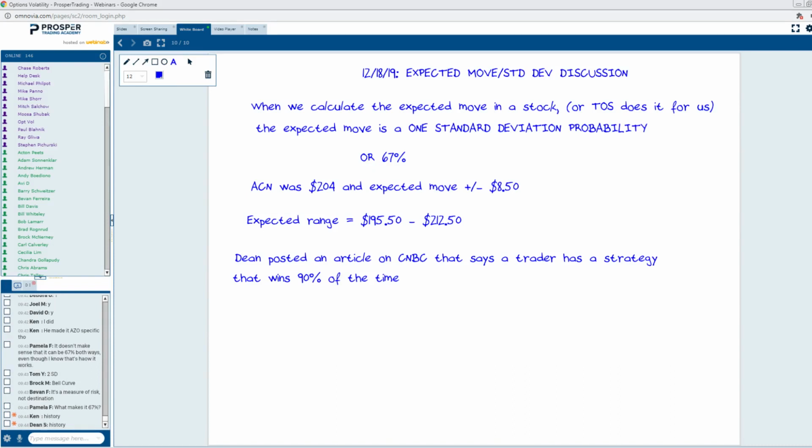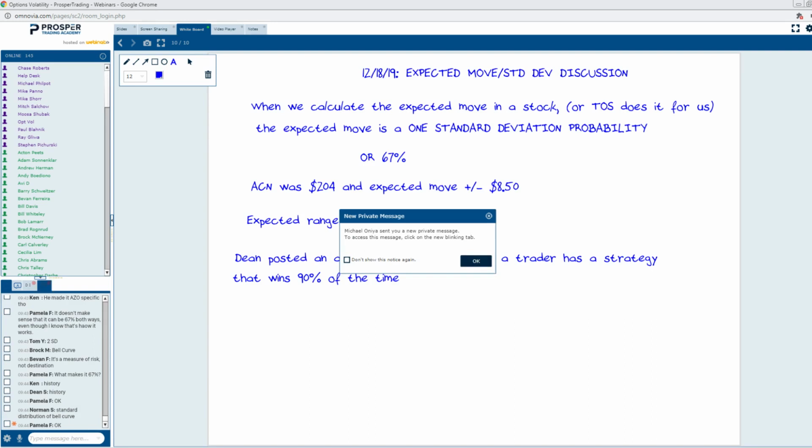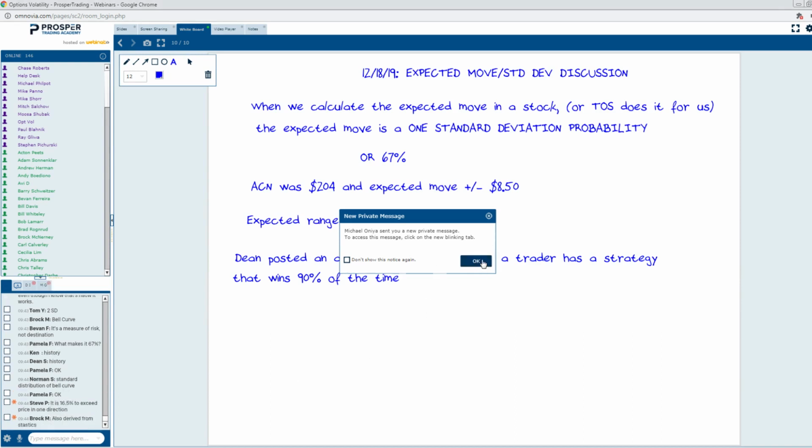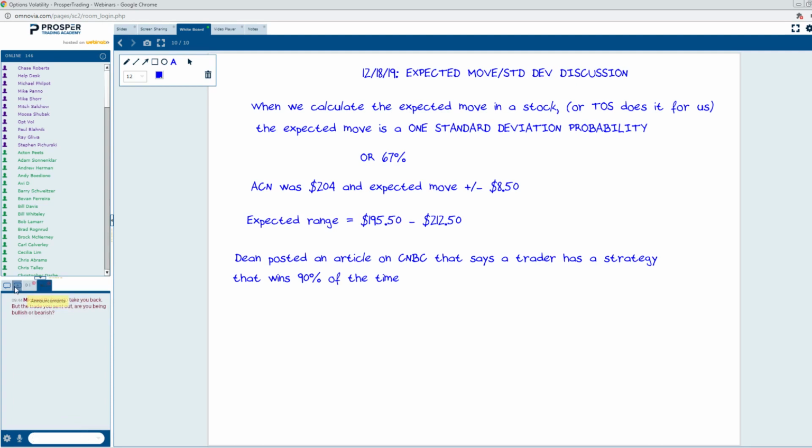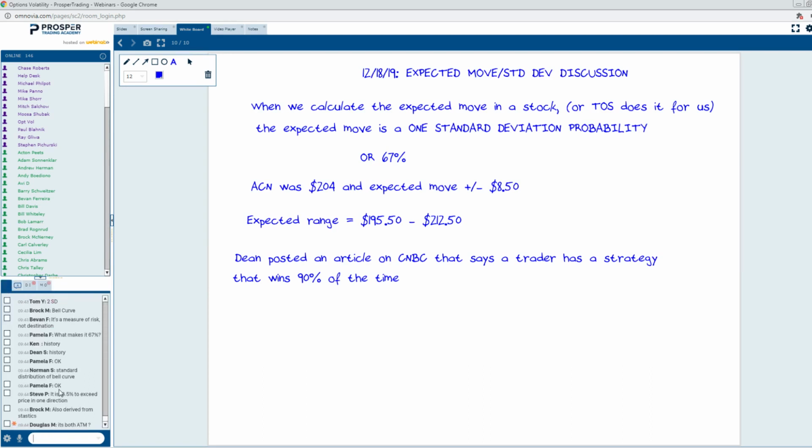Okay. What makes it 67%? The mathematical option pricing model, the Black-Scholes pricing model. Remember, we talk about this all the time. The calculations, the formula, you don't need to know the inputs, you need to know the output. So the mathematics behind the option pricing model, which is based on volatility, time to expiration, and some other factors, calculates a 1 standard deviation probability. And a 1 standard deviation probability in mathematics happens 67% of the time.